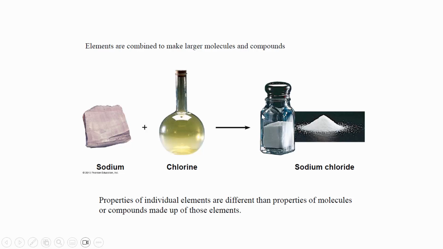Sodium is a metal, chlorine is a gas, but when we put together atoms of sodium and chlorine, we get sodium chloride, which is table salt. So properties of the individual elements are going to be different than properties of the molecules or compounds that make up those elements.